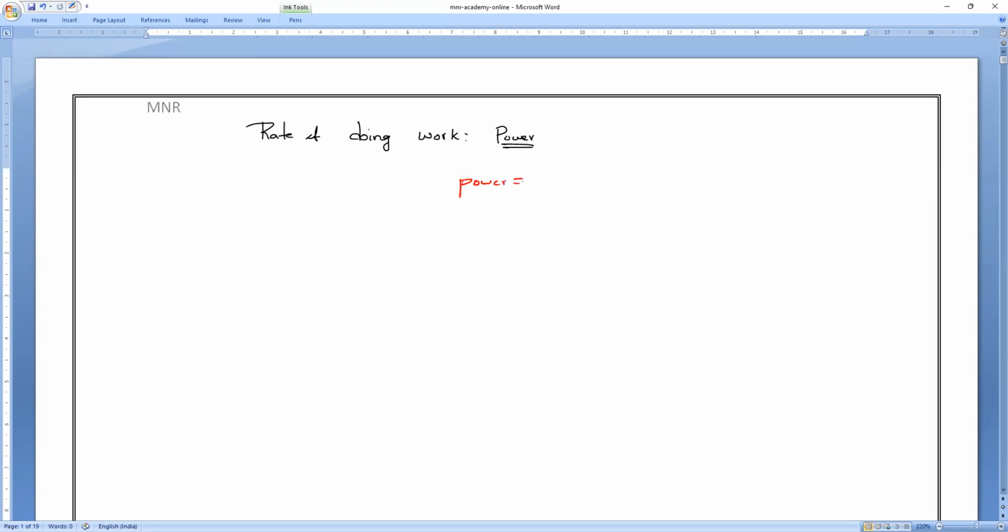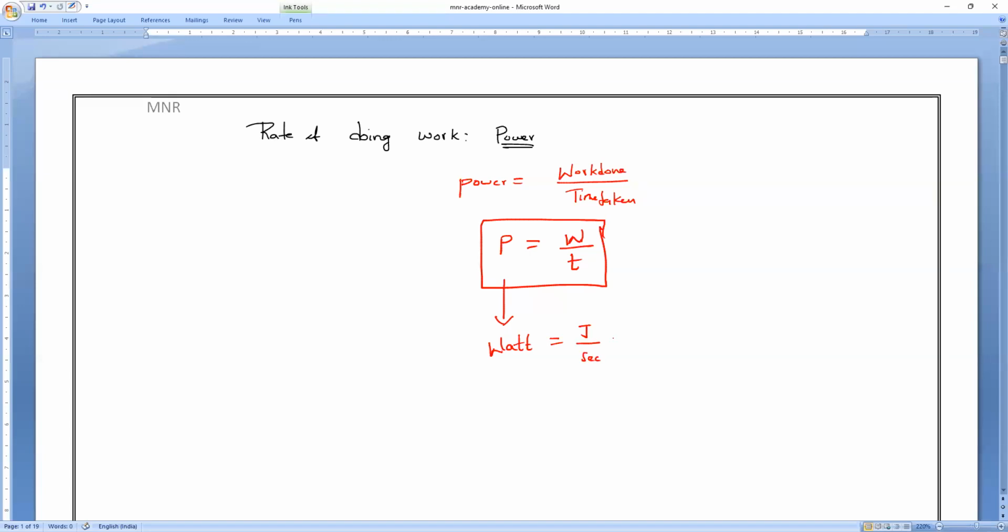So power P is equal to work done per time taken. We'll say power P is equal to W by T, that is, work done by time taken. As I told you in yesterday's class, what is the unit of power? Watt. And the unit of work done is joule and the unit of time is second.